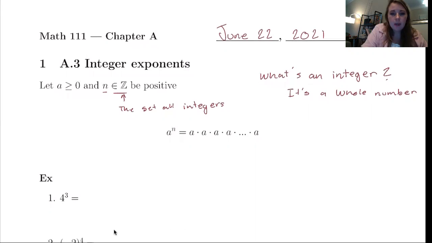So when we talk about, oh, 1 second, forgot to pull something out. Oh, haha, I didn't. It's right in front of me.